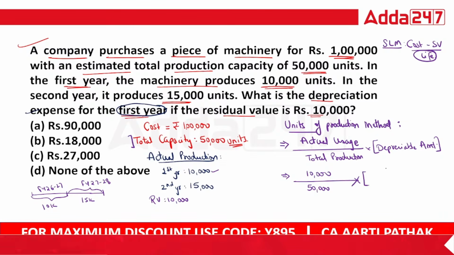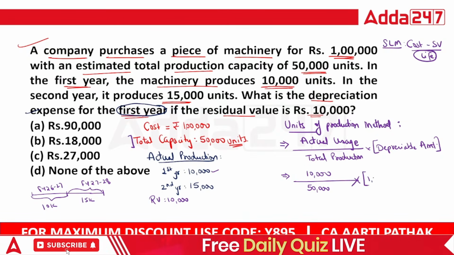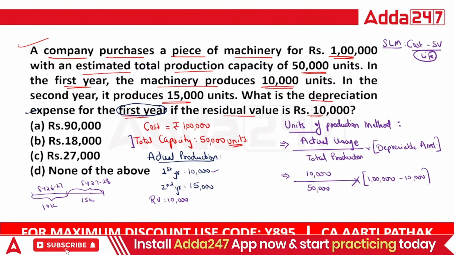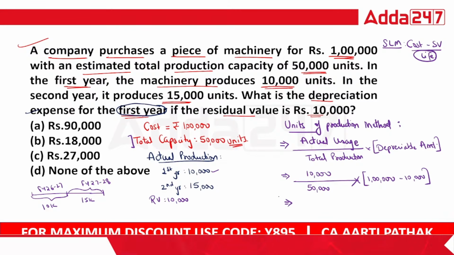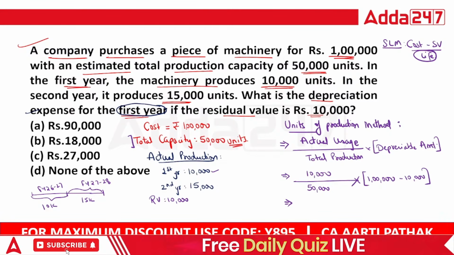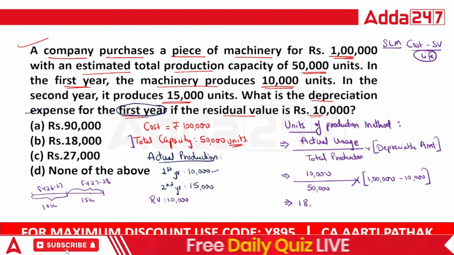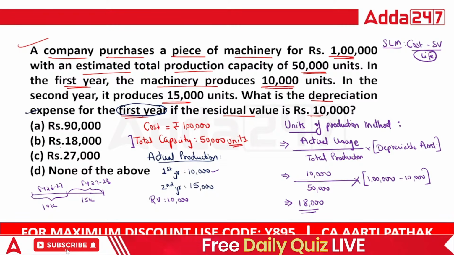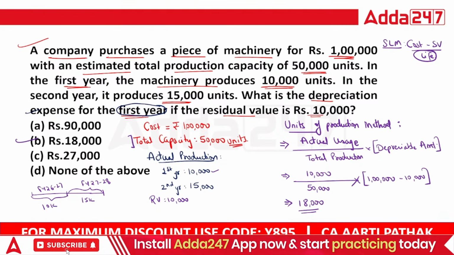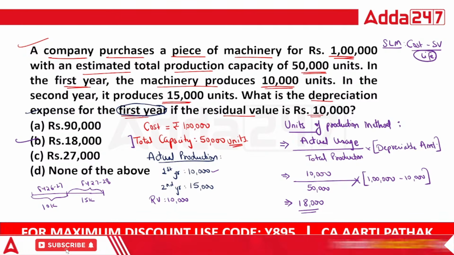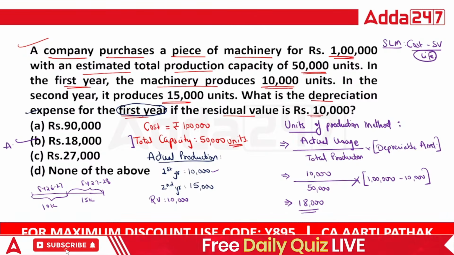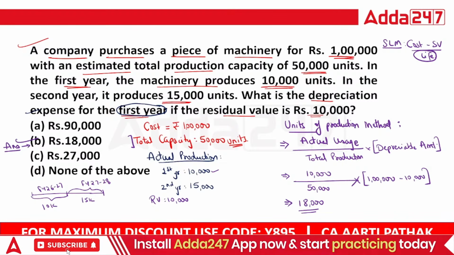So depreciable amount is equal to 1 lakh minus scrap value, that is 10,000. So here the answer is 90,000 into 10,000 divided by 50,000. So depreciation amount for the first year is 18,000. So the right answer is B. Okay, this is how you need to solve. Answer is equal to B.